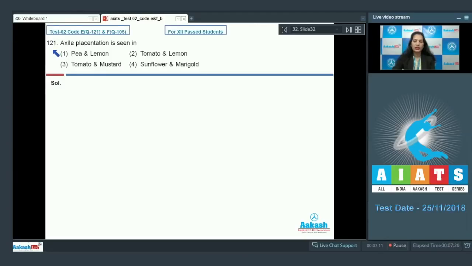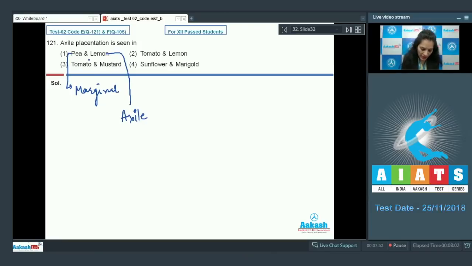Question number 121. Exile presentation is seen in first option pea and lemon, second tomato and lemon, third tomato and mustard, fourth sunflower and marigold. Where you can see the exile presentation, if you remember, pea has marginal presentation and lemon has exile presentation.